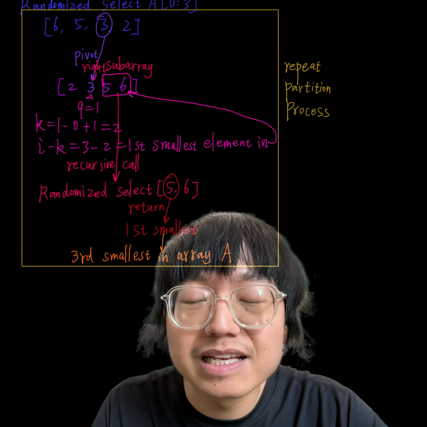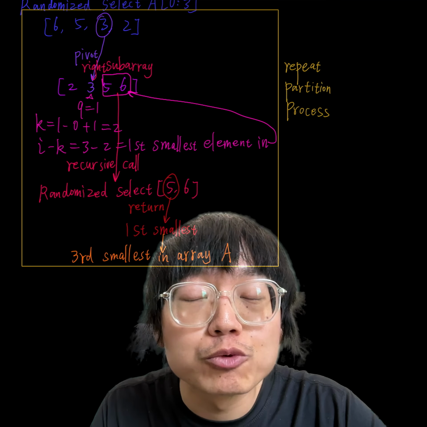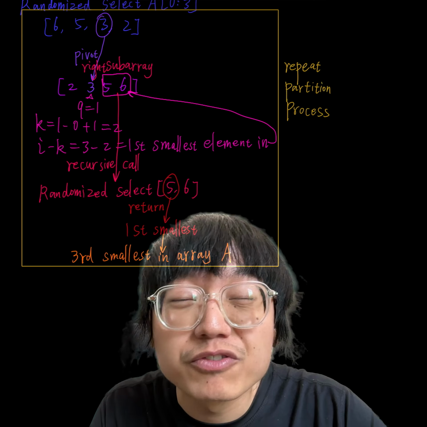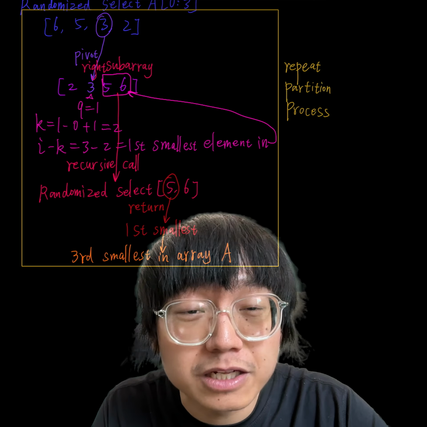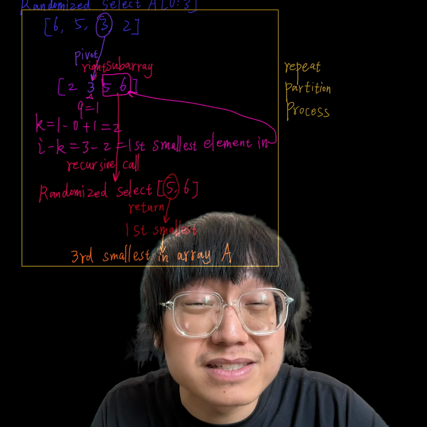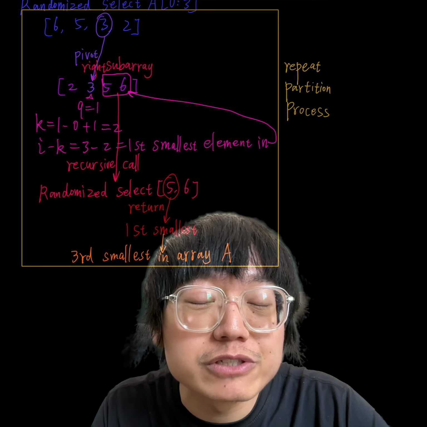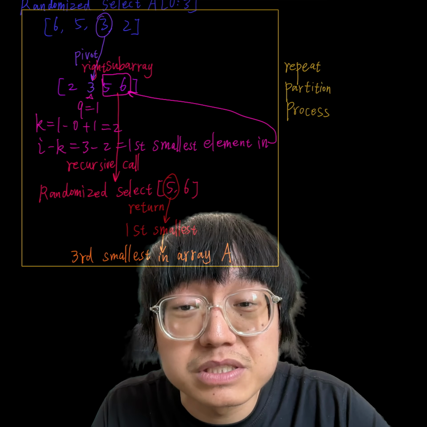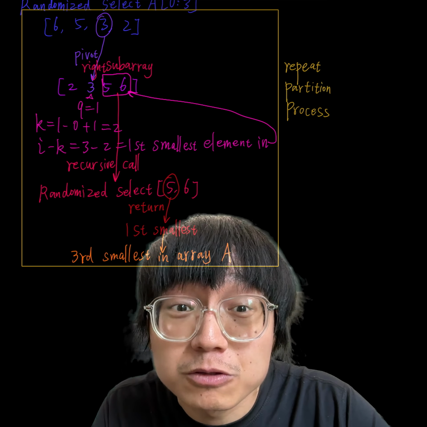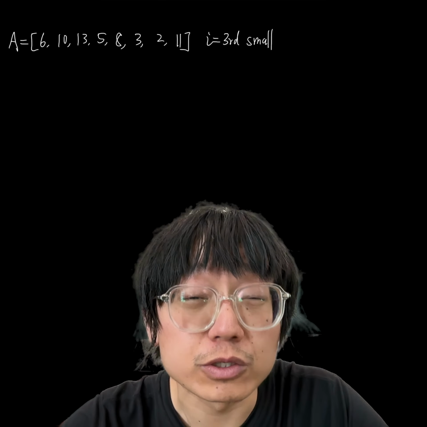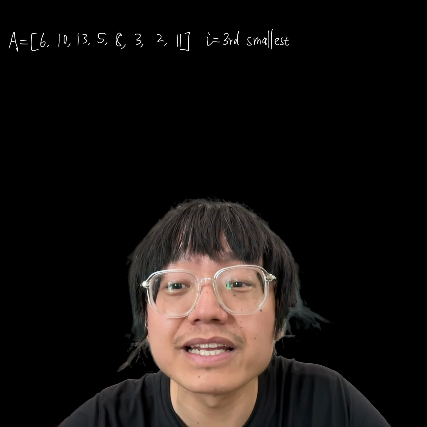Let's consider if we have an array A and a randomized select algorithm to find a specific order statistic, and we want to go through the steps of this algorithm by using a concrete array and a specific ith order statistic we want to find. Let's assume we have an array A which contains elements 6, 10, 13, 5, 8, 3, 2, and 11, and we want to find the third smallest element in the array A.